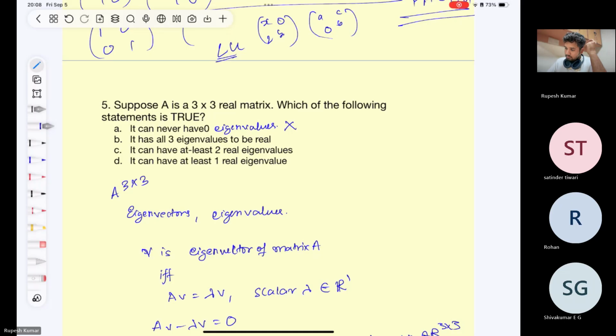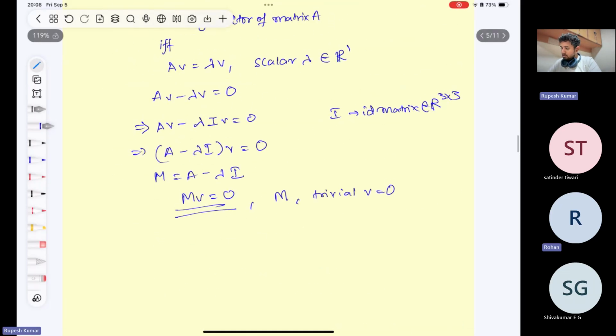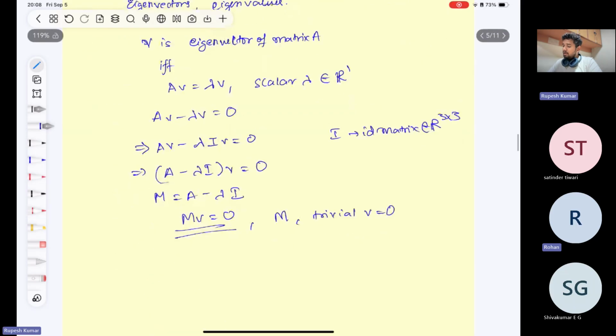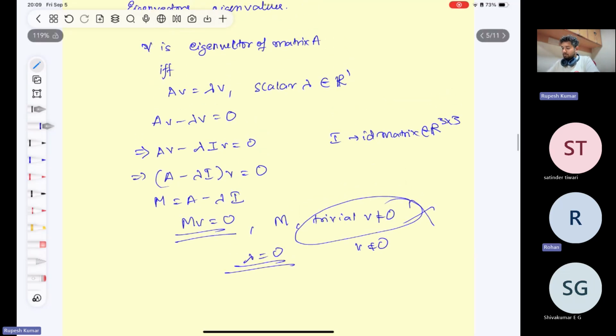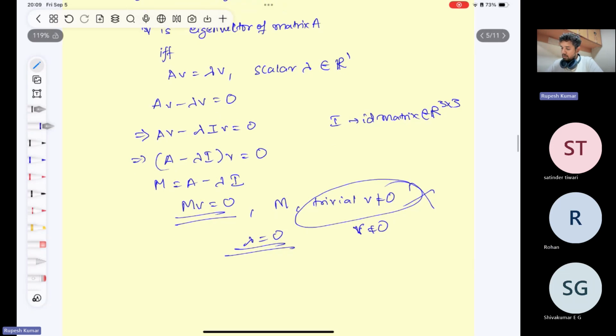Sorry for the interruption. Last time you said V can be 0, one trivial option is V equals 0. But V can never be 0, right? V is an eigenvector, so an eigenvector can never be 0. By definition, an eigenvector is non-zero. You're right, I was thinking in terms of eigenvalues. Lambda can be 0. Eigenvector can't be 0, but lambda can be 0.